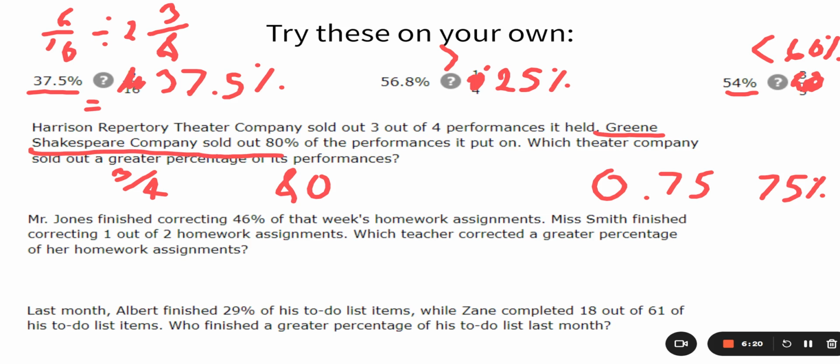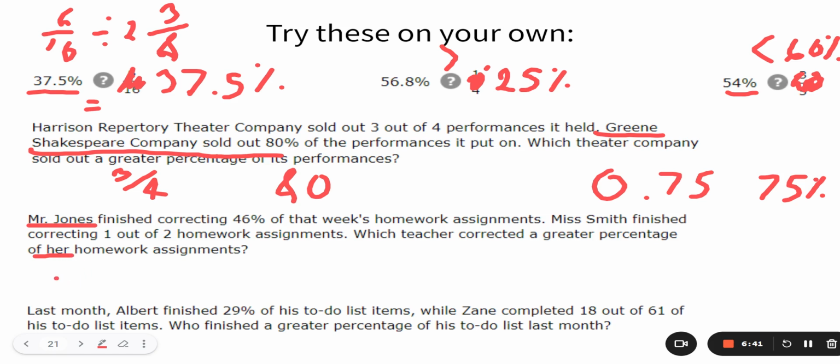Next up, Mr. Jones finished correcting 46% of that week's homework assignments. Ms. Smith finished correcting 1 out of 2 homework assignments. Which teacher corrected a greater percentage of her homework assignments? Wait, which teacher corrected a greater percentage of her? But it says Mr. Jones there. It should say there.